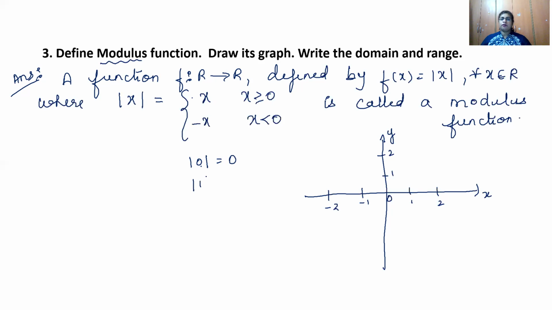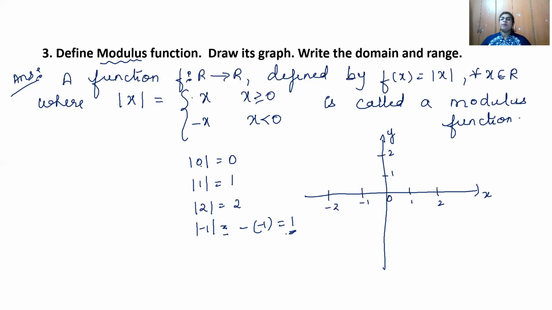What is modulus of 1? Equal to 1. Modulus of 2? Equal to 2. What is modulus of minus 1? What is the definition telling us for all the numbers less than 0? So the definition is telling us put one minus sign, and whatever is inside the modulus sign bring out. So minus of minus 1, that is equal to plus 1. That is how I'm getting plus 1.